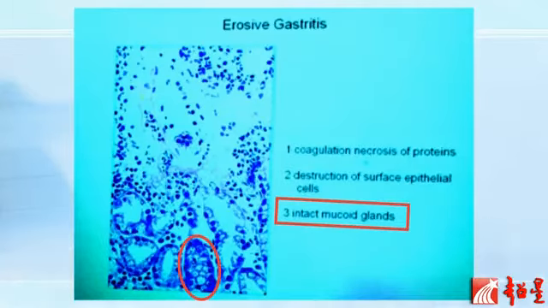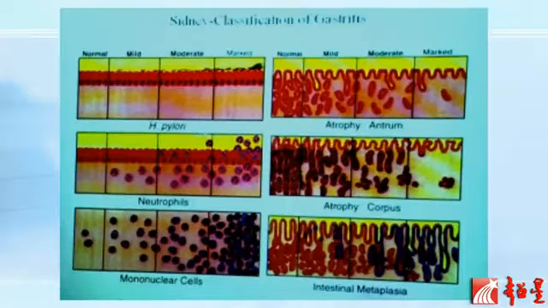1, 2, 3. This one, number 3, is the normal, with intact mucosal glands, the normal glands. And here is erosive gastritis. So this is one kind of classification of gastritis.